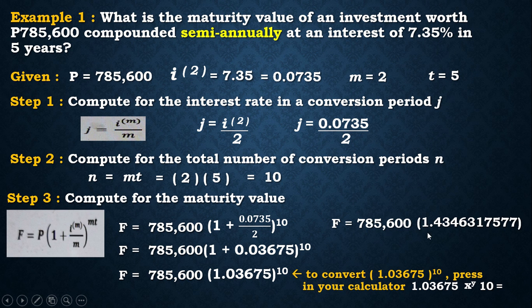Next step, simply multiply 785,600 multiplied by 1.4346317577, and we have the maturity value is 1,127,046.71. Minultiply po natin ito, kaya po nakuha natin ang maturity value na ito. And that is example number 1 for semi-annually. Let's have example number 2.